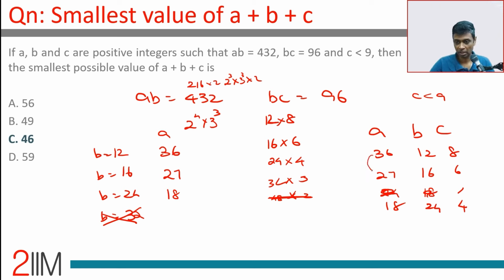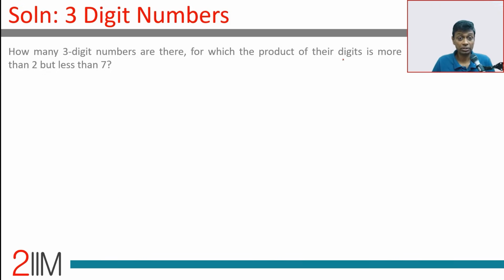This is minus 9 plus 4 minus 2. So this is better. I'm just comparing. Minus 9 plus 8 minus 2. This will be better. 27 plus 16 plus 6 is 22. 22 plus 27 is 49. 28 plus 18 is 46. 46 is better.